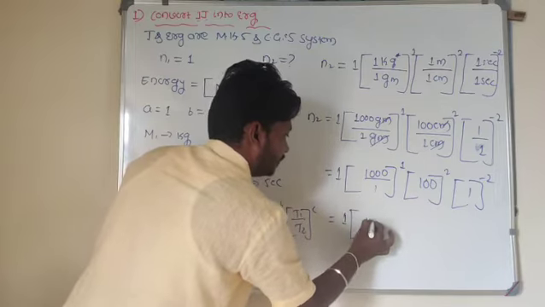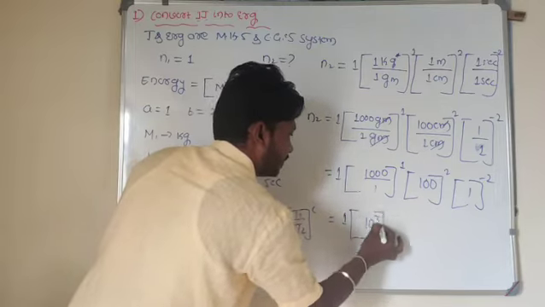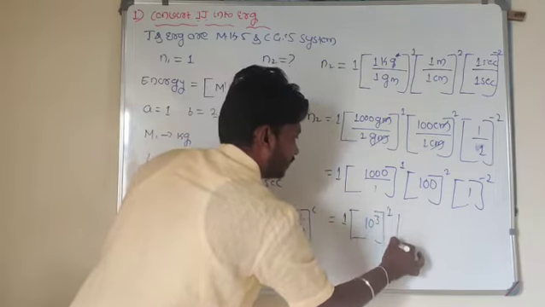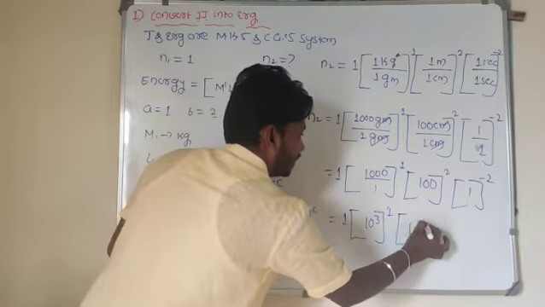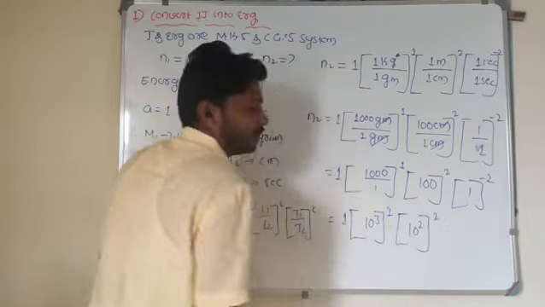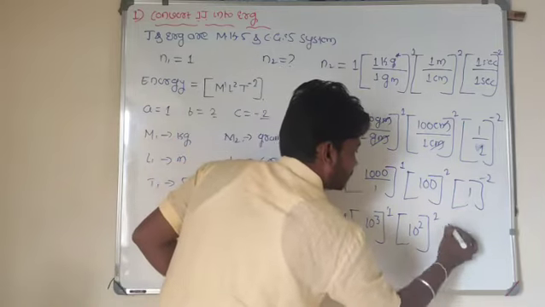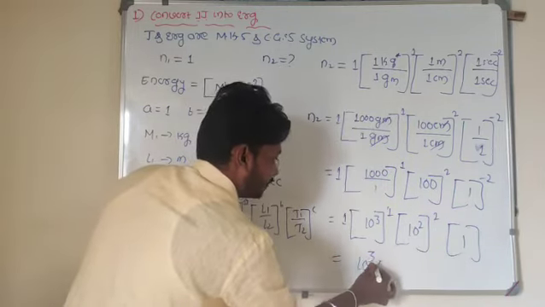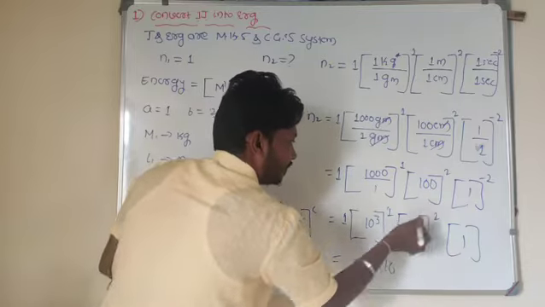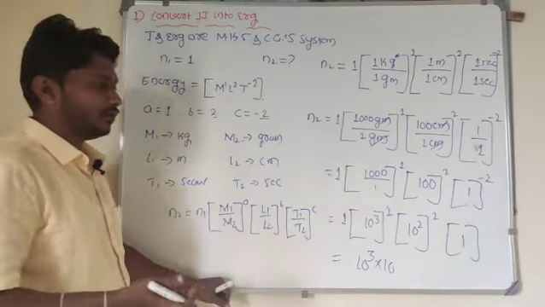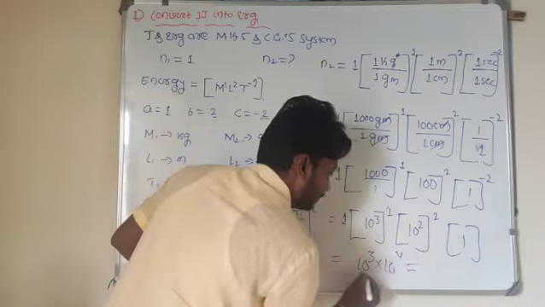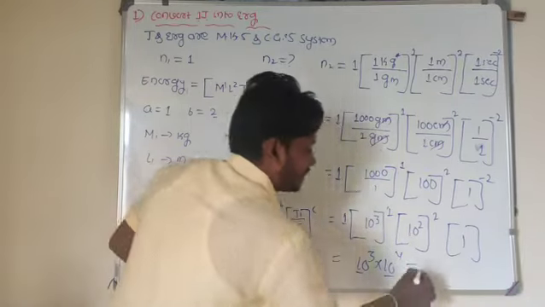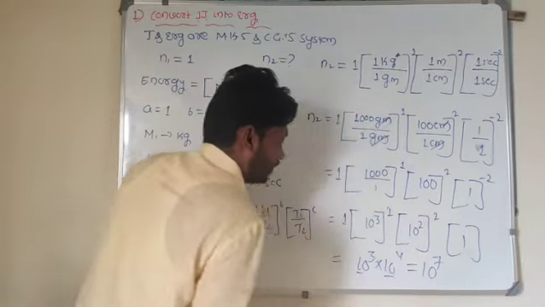Look at here. 1000, shall I write it as 10 to the power of 3 whole to the power of 1. 100, shall I write it as 10 to the power of 2 to the power of 2. So 1, it is 1 only. So look at here. 10 to the power of 3 into 10 to the power of 2 whole to the power of 2. So that is 10 to the power of 7. Bases are same, powers are added here. So 10 to the power of 7 here.